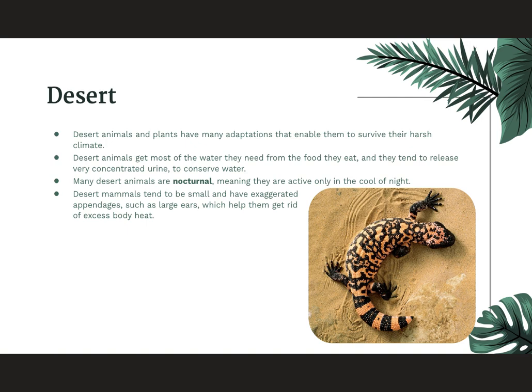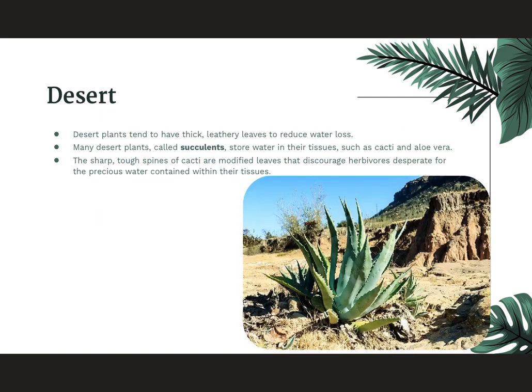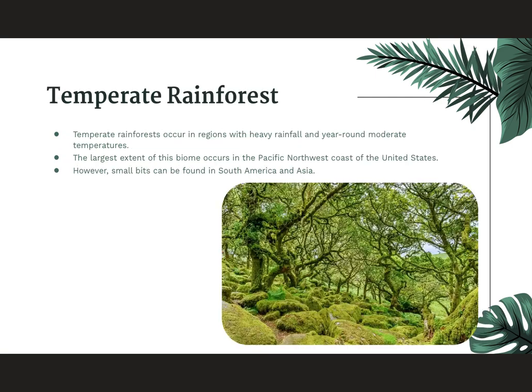Desert mammals tend to be small and have exaggerated appendages, such as large ears to help them get rid of excess body heat. Desert plants tend to have thick, leathery leaves to help reduce water loss, and many plants, such as succulents, which you see here in the picture, store water in their tissues, such as cacti and aloe vera. The sharp, tough spines of cacti are modified leaves that discourage herbivores desperate for precious water contained within the tissues of the plant.